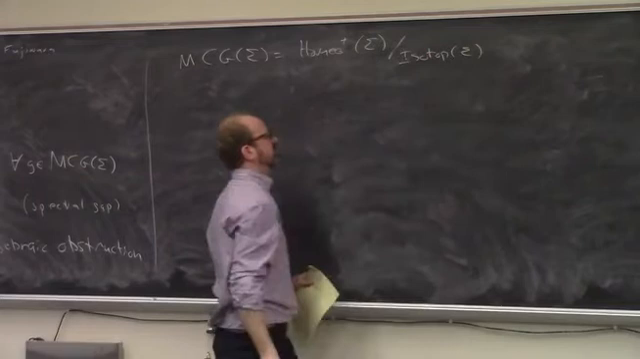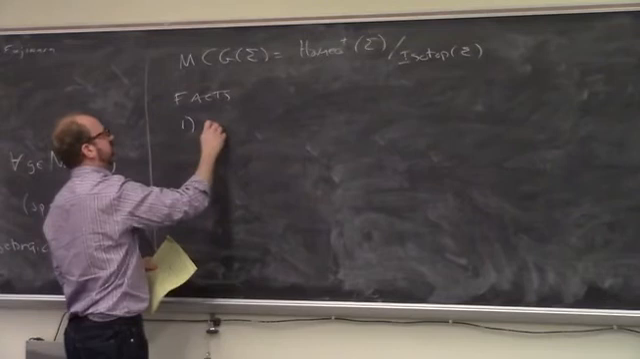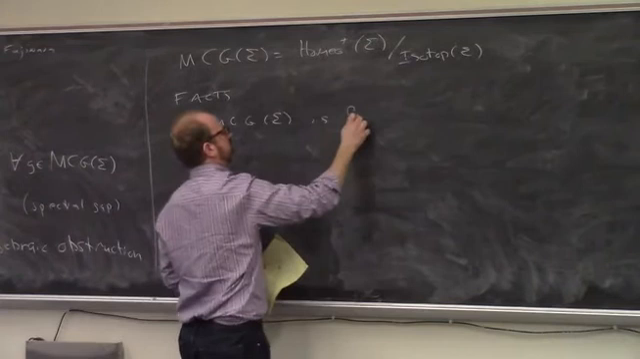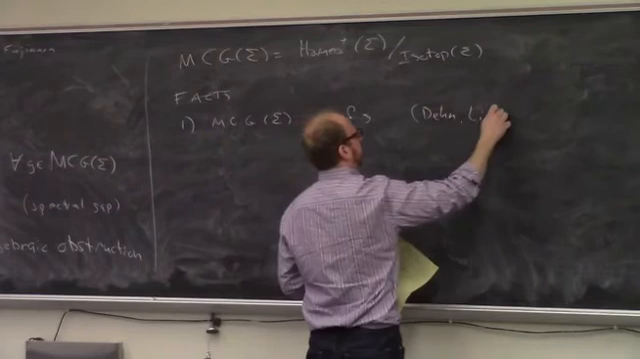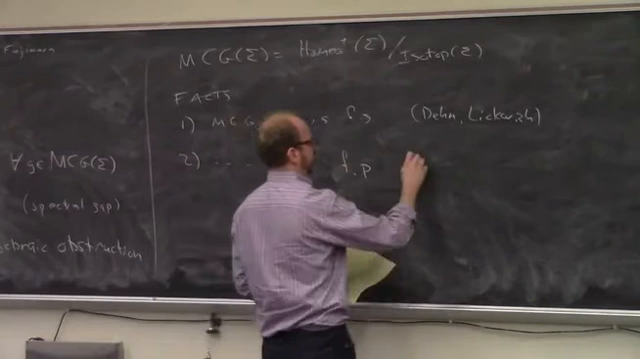Right, so this is a very well-studied group. And let me just write down a few facts about it. One, this is finitely generated. This was proved by Dehn, and then reproved by Lickorish. And I'll say more about what these generators are in a little bit. Even better, it's finitely presented. This is due to Hatcher and Thurston.